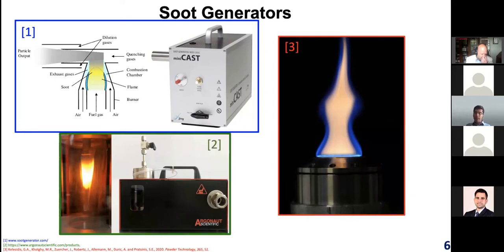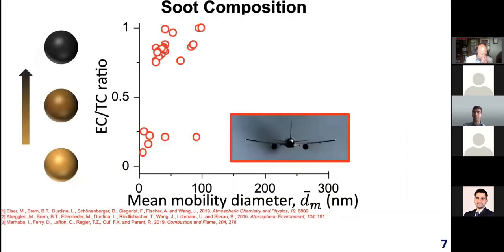Now, what all of these soot generators share is that they use gas fuels and use laminar flames to make soot particles. And that results in so-called temperature-time histories that are completely different compared to those experienced in engines. Now, if you want to compare the characteristics of surrogate soot from these soot generators with engines, let's look at how their composition, characterized by their elemental to total carbon ratio, and size, mean mobility diameter, compare to those emitted from engines.